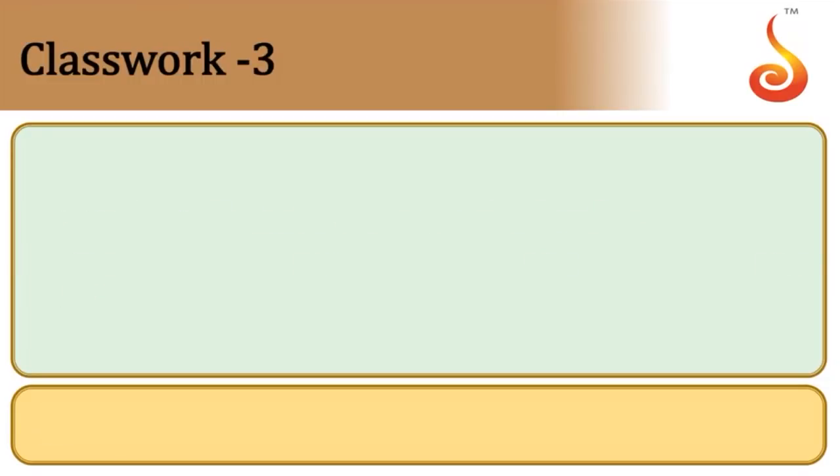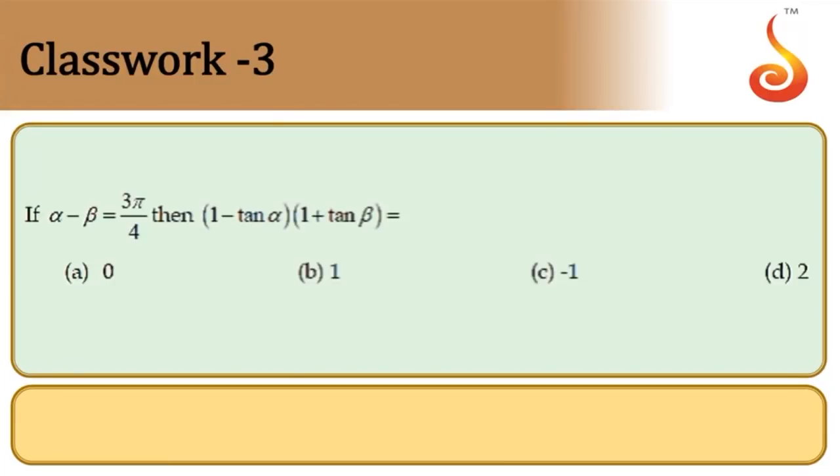Let's come to the third problem. Alpha minus beta is equal to 3 pi by 4, then 1 minus tan alpha into 1 plus tan beta is equal to how much? Conveniently to work out this sum, I would take this 3 pi by 4 as pi minus pi by 4, so that alpha is equal to pi and beta is equal to pi by 4. Alpha I replace by pi and beta I replace by pi by 4.